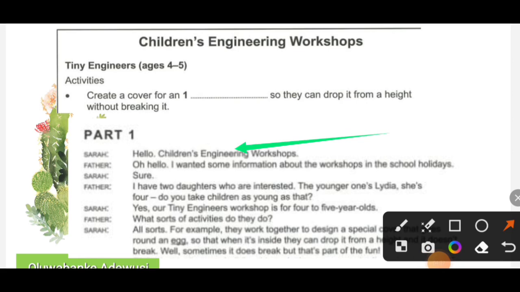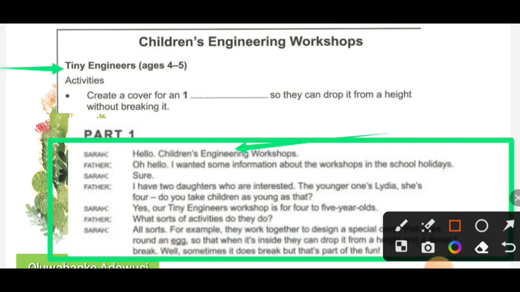Children's engineering workshops. That's the first thing you hear. But what was said here was tiny engineers. So you know you haven't gotten to the answer yet. As you look further down in the audio script, this portion that I am reading is the audio scripts. Okay, this is the audio scripts.